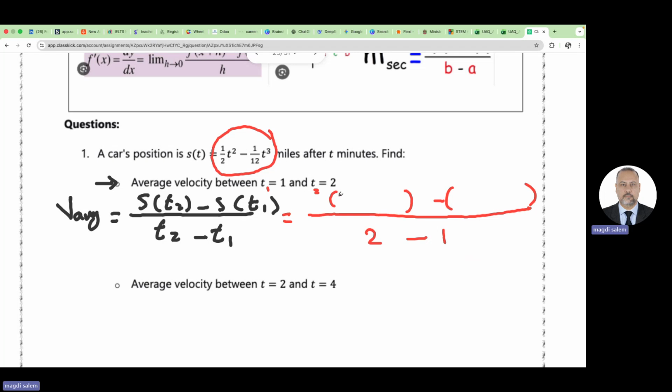Let's start doing the substitution. This is half times T power 2, which is 2 power 2, minus 1 over 12, then 2 power 3. This is the first part, replacing by 2. Then the second part, with the same formula, you replace by 1. So it's half multiplied by 1 squared minus 1 over 12 multiplied by 1 cubed. You might use your calculator to find the average velocity.